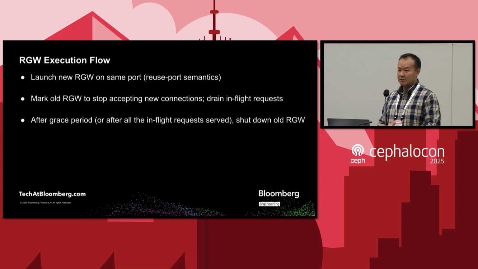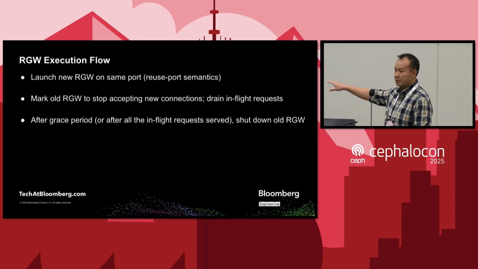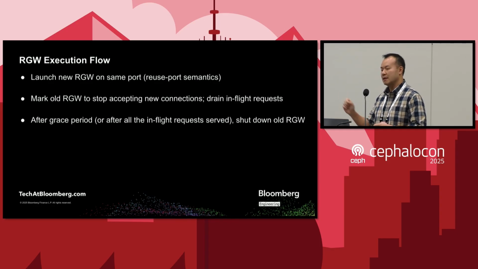So at the high level, this is what it looks like. You launch a new RGW instance. Again, there are a couple of settings you need to tweak, which I will show you. You bind to the same port and start the new instance. You mark the old RGW instance as down, I should say, mark it to stop accepting new requests. Not kill it, because then you will drop the in-flight requests. You mark it as stopping accepting new requests, so you have time to drain the requests.